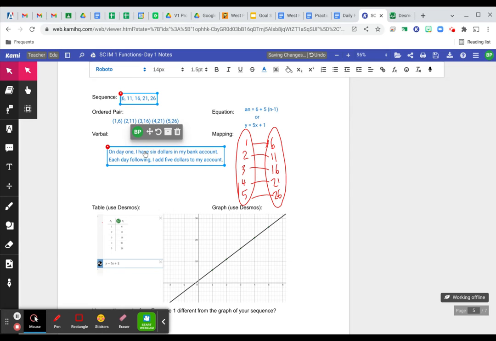The verbal I made up, just something that makes sense as something you might see in the real world. So on day 1, I have $6, and I add $5 to my account each day.